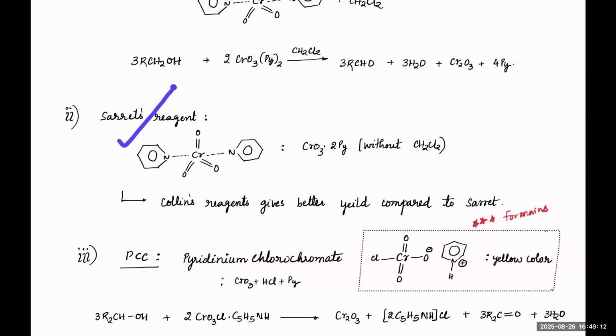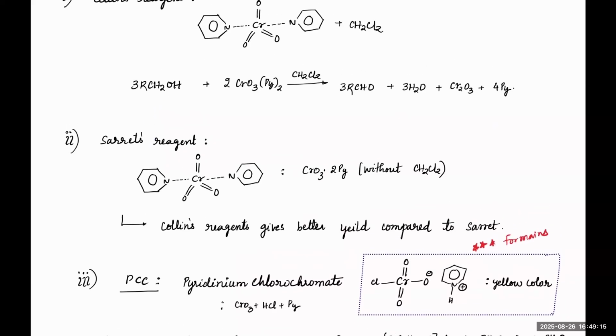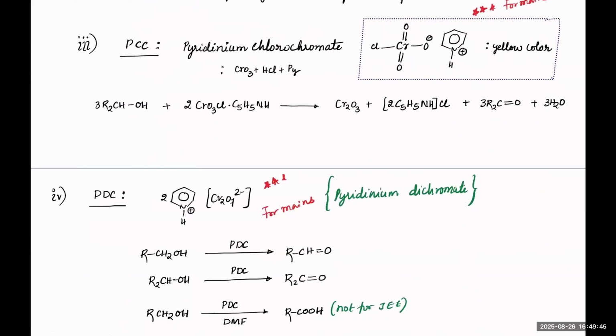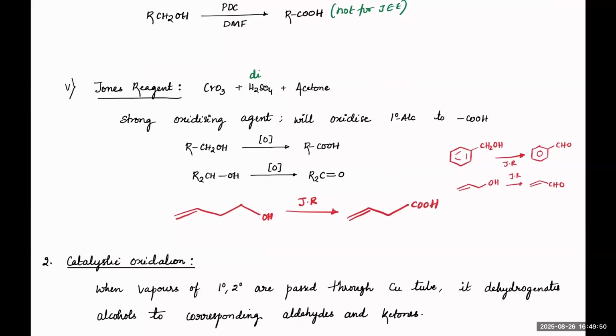There are other reagents like Sarrett's reagent and Collins reagent. Sarrett's reagent is CrO3 with pyridine, but without any HCl or any solvent. If you add the solvent CH2Cl2, that will become Collins reagent. But don't worry about it. These have been deleted from your syllabus. They will not be asking it. But for Advanced, when we revise, we will just recall these words again. Mainly what you need to remember is PCC and PDC.